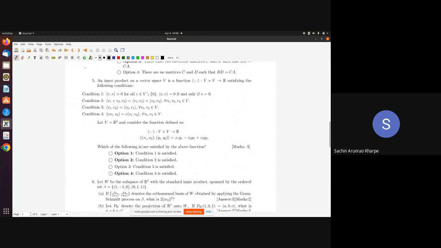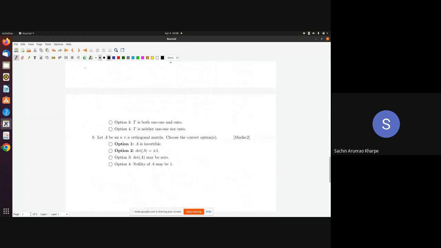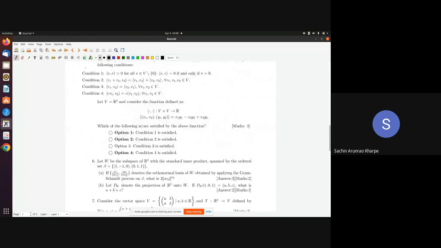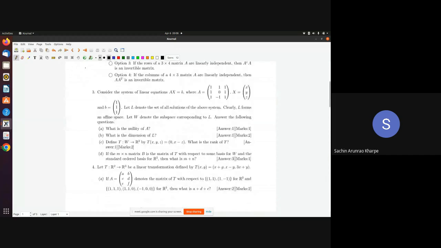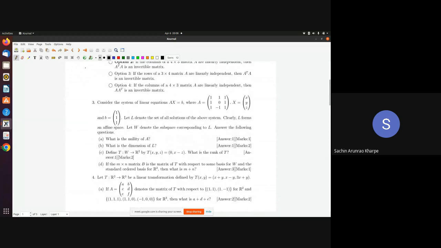Second sub-question. The dimension of L, the affine subspace, the solution space. The dimension of an affine space means the dimension of the corresponding vector subspace. So basically, it is the same as the dimension of the null space, that is exactly the nullity of A, nothing else.